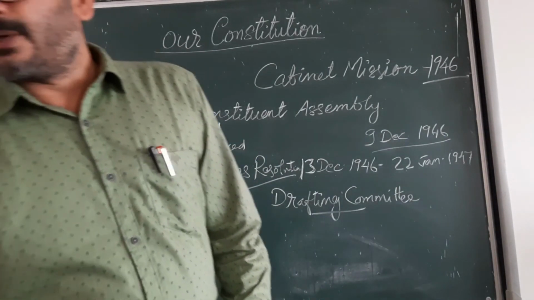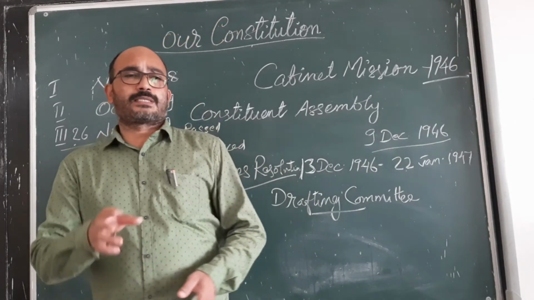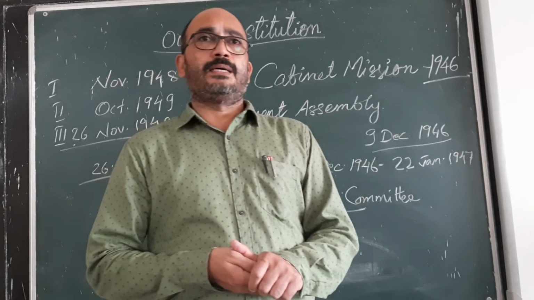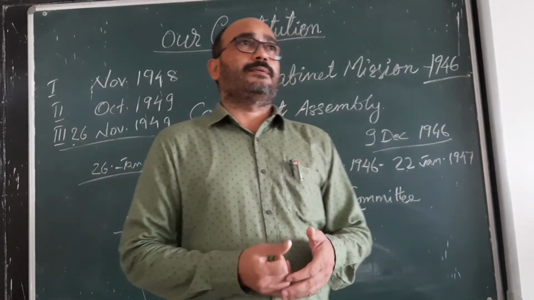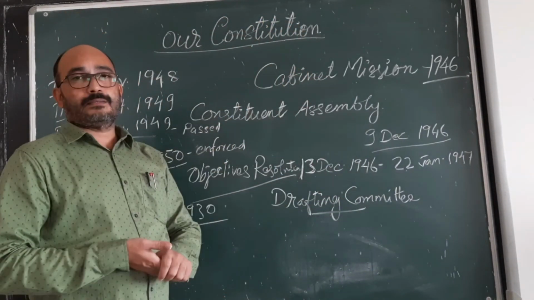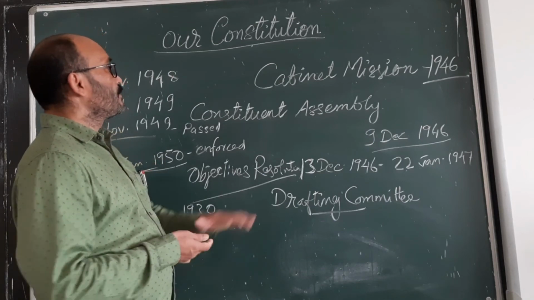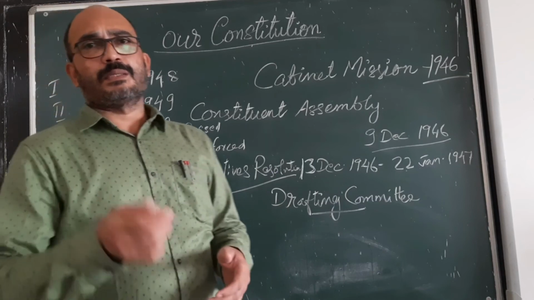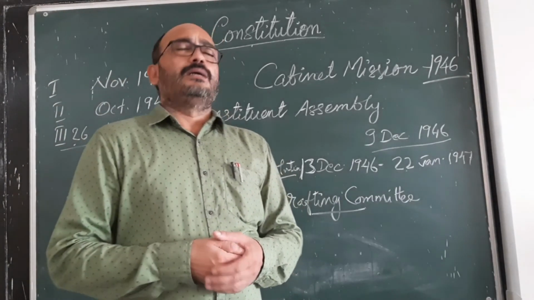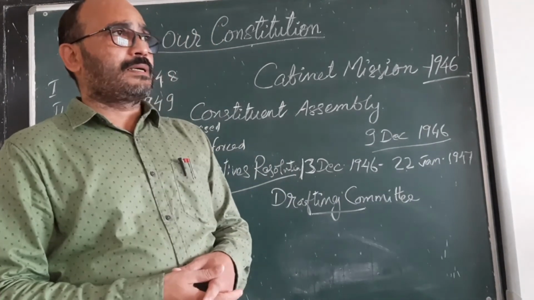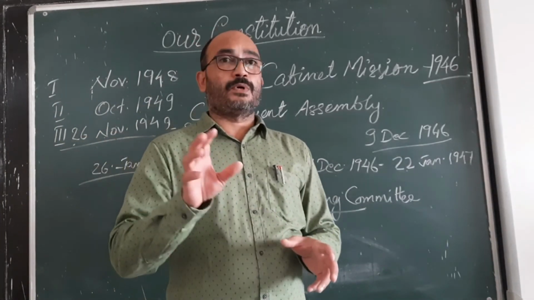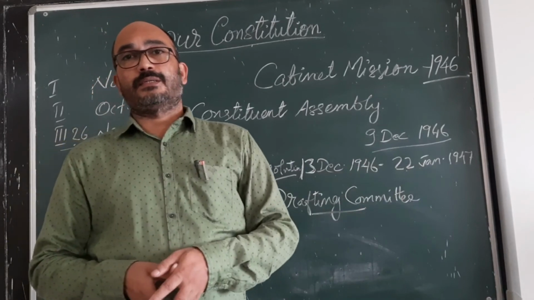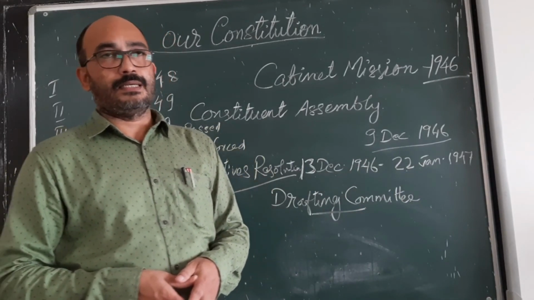That's all about our lesson. Just read and understand it. The main things you have to remember are the Cabinet Mission Plan, then the Constituent Assembly and its formation, the drafting committee, and the role of the BRM member. Just read it. Then the importance of 26 January, and the Objectives Resolution. That also you read and understand.